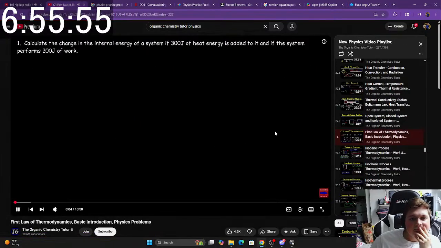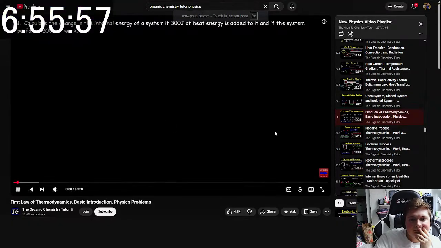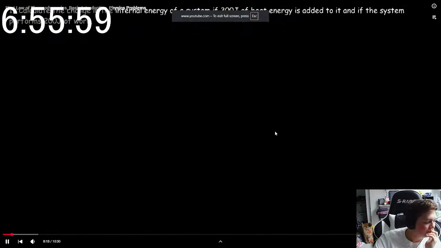Let's work on this problem. Calculate the change in the internal energy of a system if 300 joules of heat energy is added to it, and if the system performs 200 joules of work.